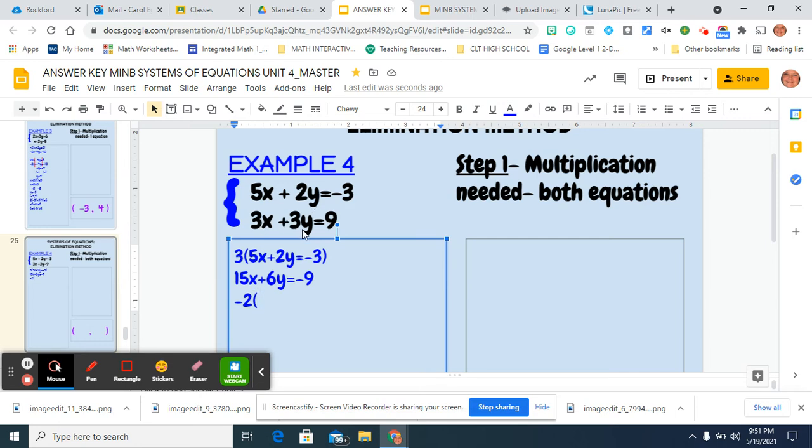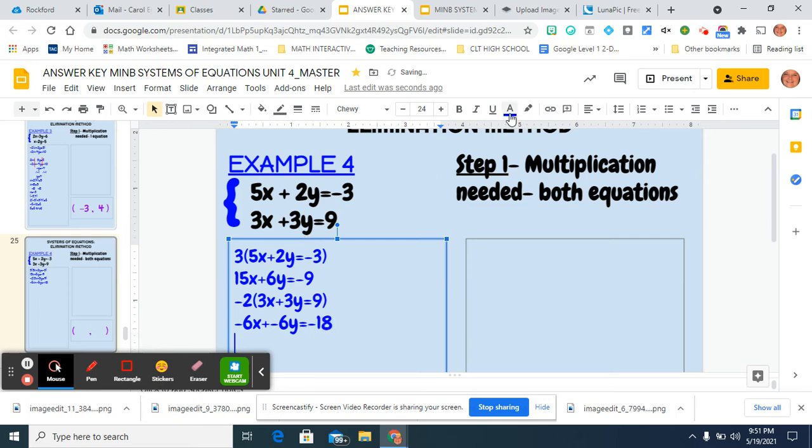So negative 2 times 3x plus 3y equals 9. If I multiply that by negative 2, I get negative 6x. I'm going to do a plus negative here, plus negative 6y. So I created that positive 6y, negative 6y scenario, equals negative 18.